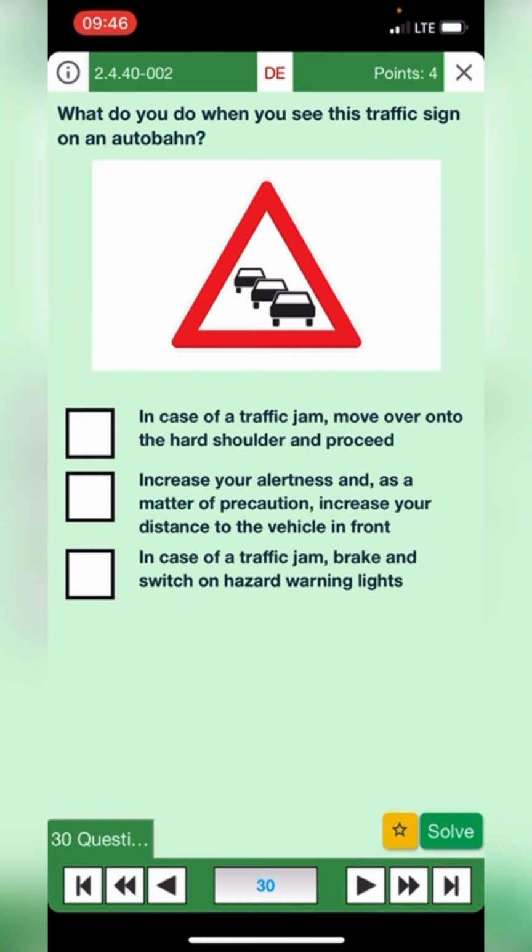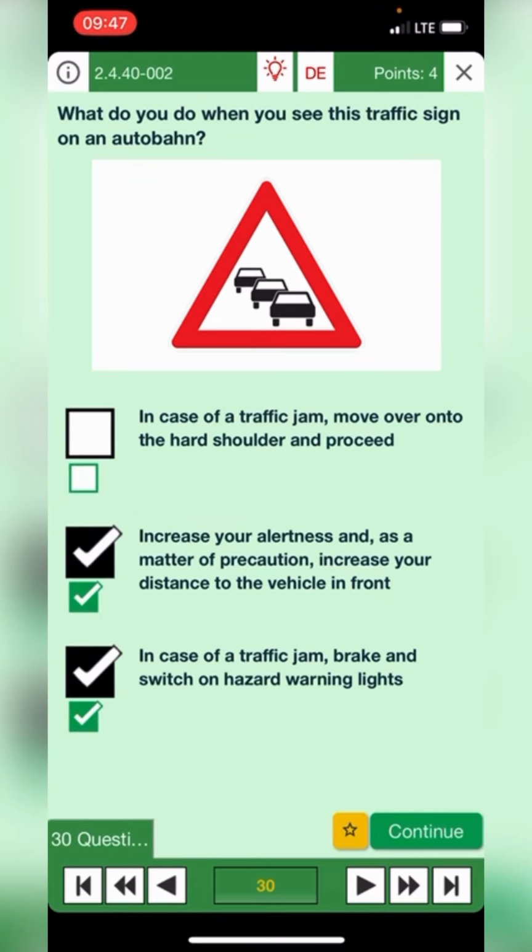What do you do when you see this traffic sign on an autobahn? In case of a traffic jam, move over onto the hard shoulder and proceed. No, come on. Increase your alertness, and as a matter of precaution, increase your distance to the vehicle in front. Yes, that's correct. In case of a traffic jam, brake and switch on the hazard warning lights. Yes, correct. Okay, that's all.